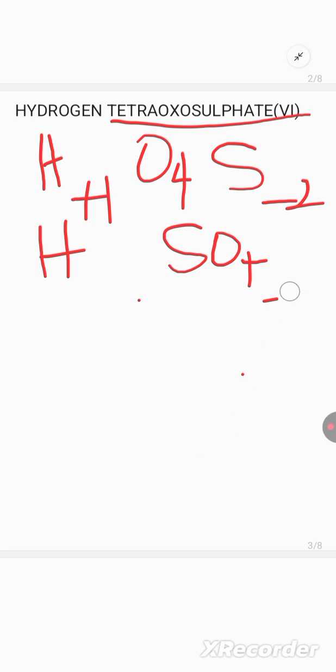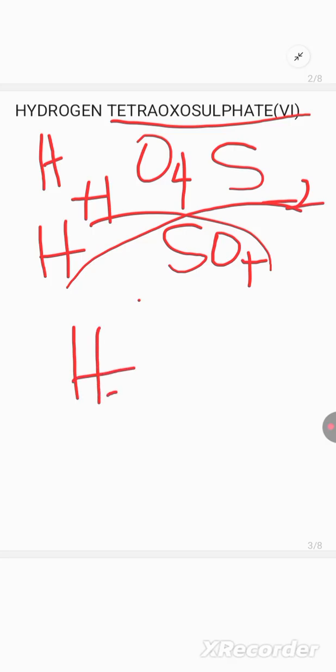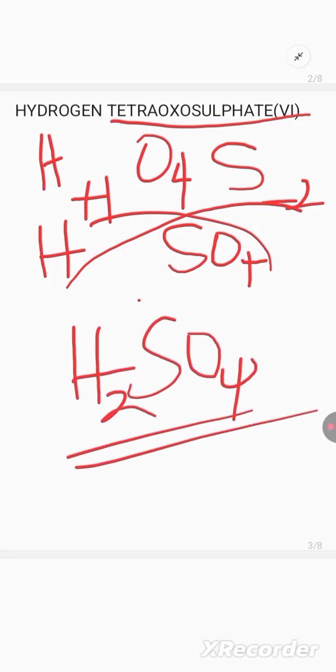Having done this, you now do the combining valency. 2 will come here and 1 will come here. So we are going to have H2SO4. So that is all for today.